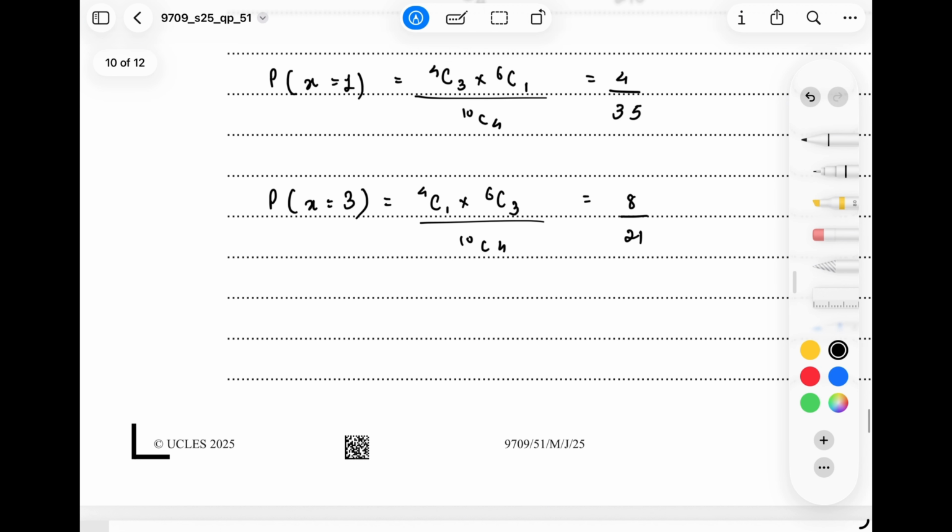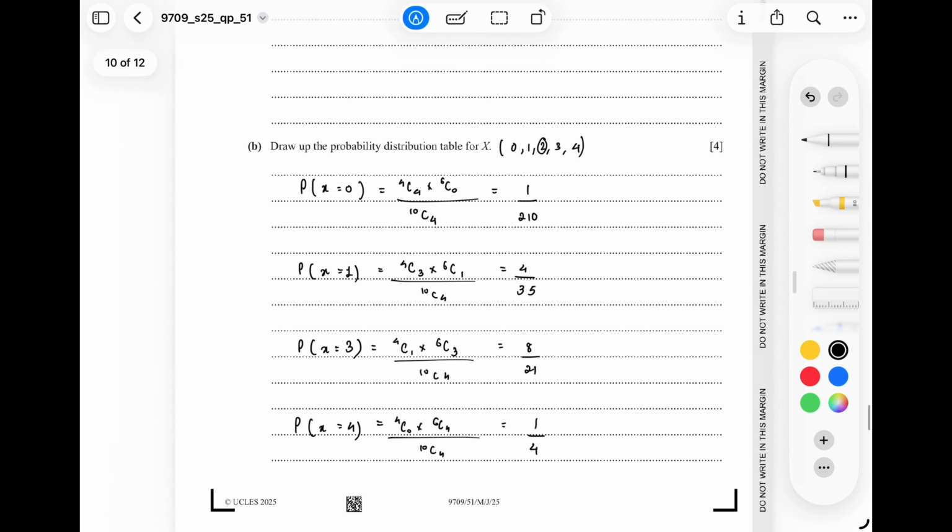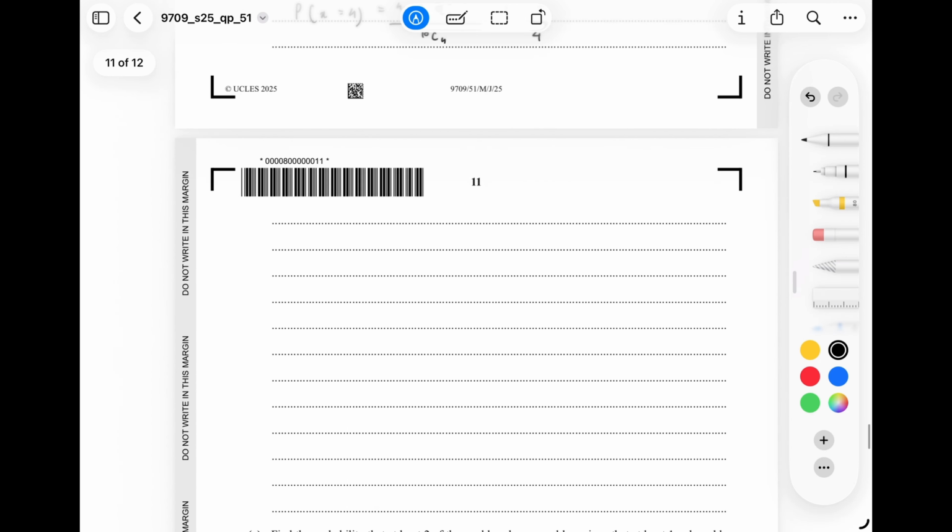And the last one, now we have all blue. So you're going to choose 0 of the red. You're going to choose 4 of the blue, all over the total. You're going to get 1/14. Okay, so now you have all the numbers. Let's continue in the next page.